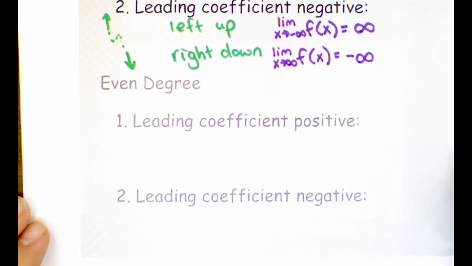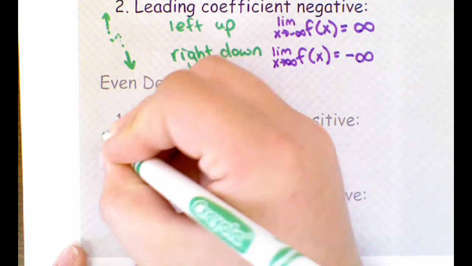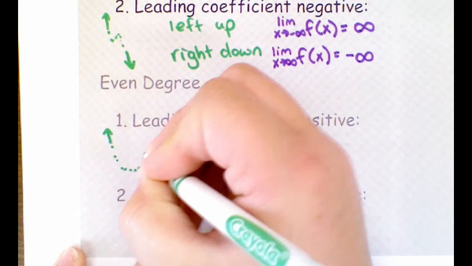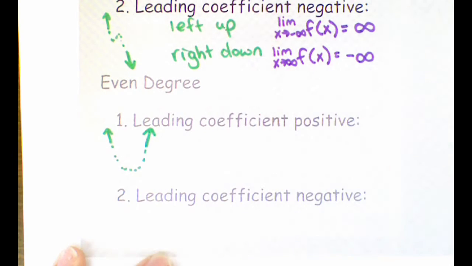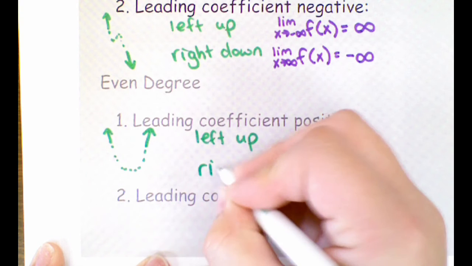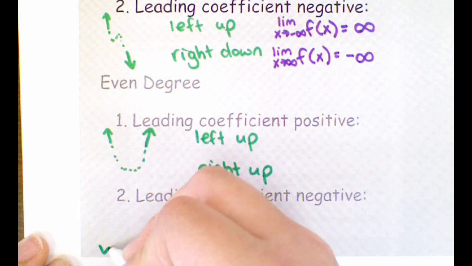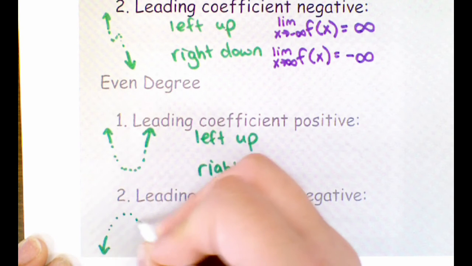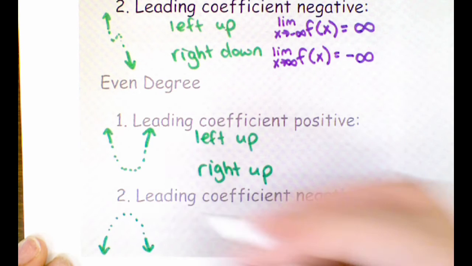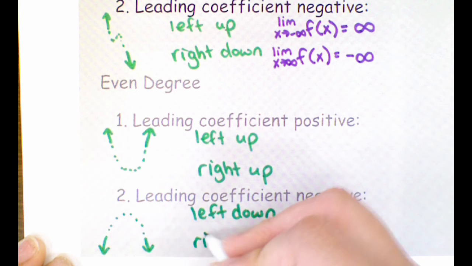Even degree functions are a little different. Even degrees, if you think about your basic parabola, the leading coefficient's positive, it opens upward, right? Does whatever it wants in here. Both ends go up. So that means the left goes up and the right goes up. If the leading coefficient is negative, on the other hand, it goes down and down. So left down, right down.